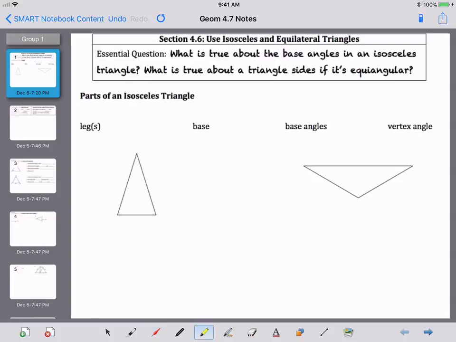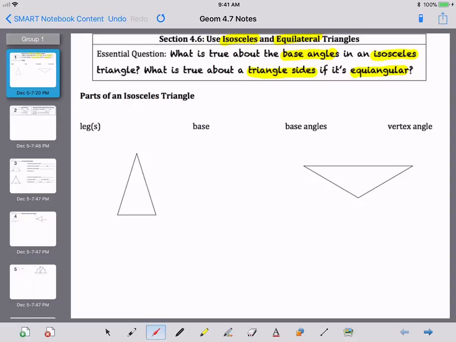Today we're going to talk about isosceles and equilateral triangles. So we're going to be able to answer these two questions at the end of the lesson. What's true about the base angles, and what's true about the triangle sides in both isosceles and equilateral triangles?